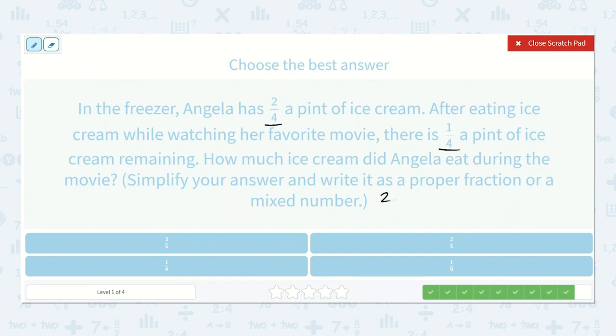So she had 2/4, and at the end she had 1/4. So let's subtract that 1/4 to find out how much she ate. 2 minus 1 is 1, and then our fourth stays the same, so 1/4.